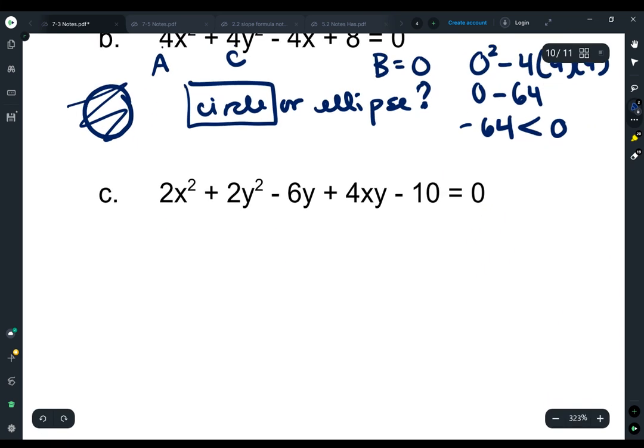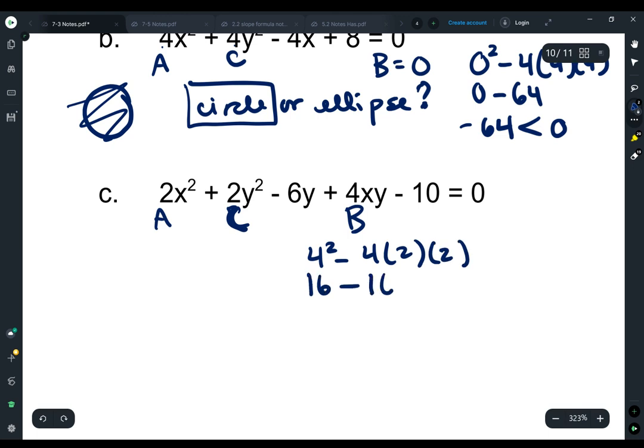All right, on the last one, A is 2, B is my xy, C is with my y squared. So B squared, 4 squared, minus 4 times 2 times 2. So 16 minus 16 is 0, so I must have a parabola.